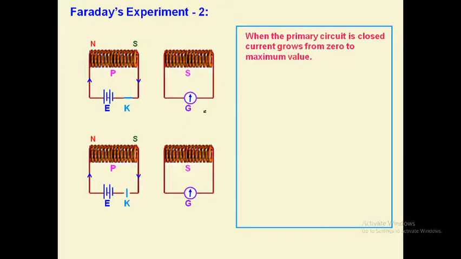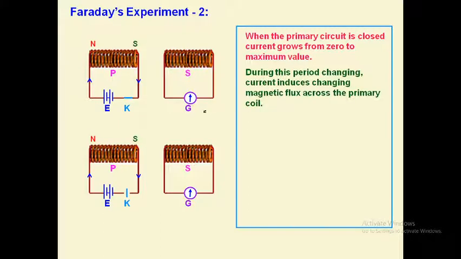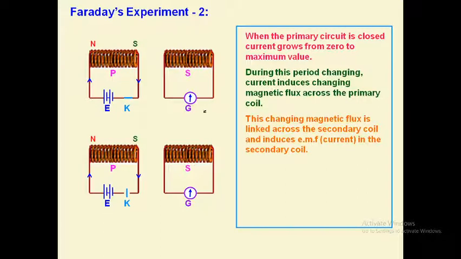When the primary circuit is closed, closed means the switch is on, the flux changes in the primary coil, which affects the secondary coil as well, and that induces a current in the secondary coil. Once the current gets stable, there is no change in magnetic flux, so the current also vanishes in the secondary coil.